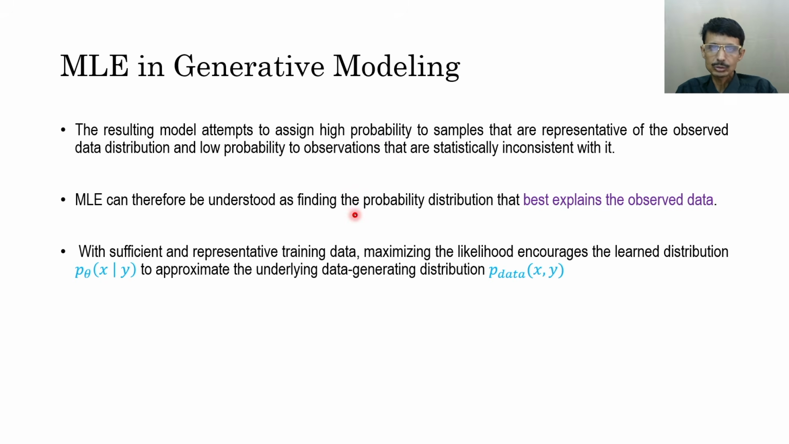So MLE can therefore be understood as finding the probability distribution that best explains the observed data. That is actually what we want in the objective: we try to find a probability distribution given the observed data. So MLE can be used for this. With sufficient and representative training data, maximizing likelihood encourages the learned distribution to approximate the underlying data distribution of x comma y. So this learned distribution approximates the underlying data distribution.